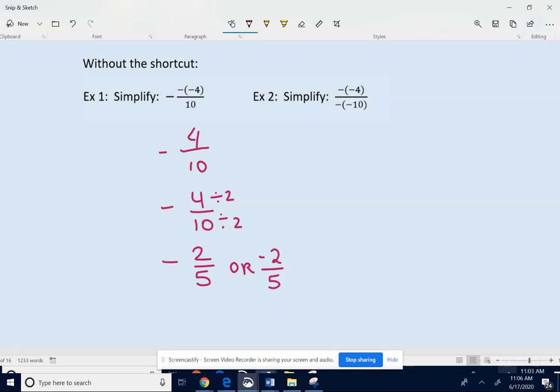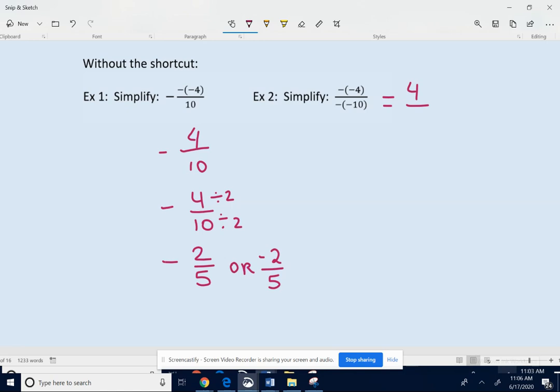Okay, the second problem. We have the opposite of negative 4 over the opposite of negative 10. Okay, look at the top. The opposite of negative 4. Okay, opposite just means change the sign. So change the sign of negative 4. It's a positive 4.